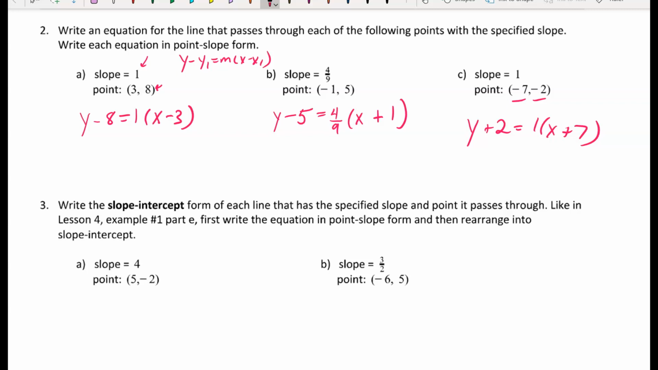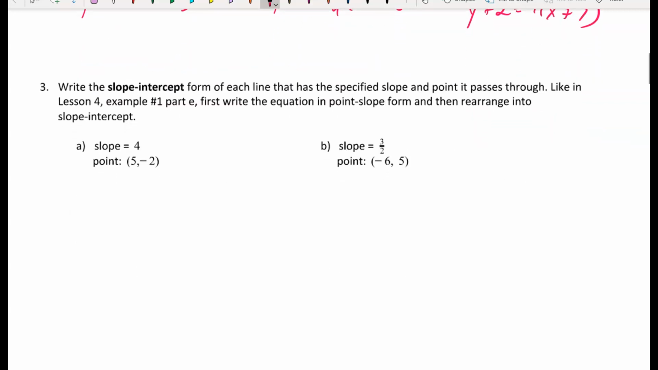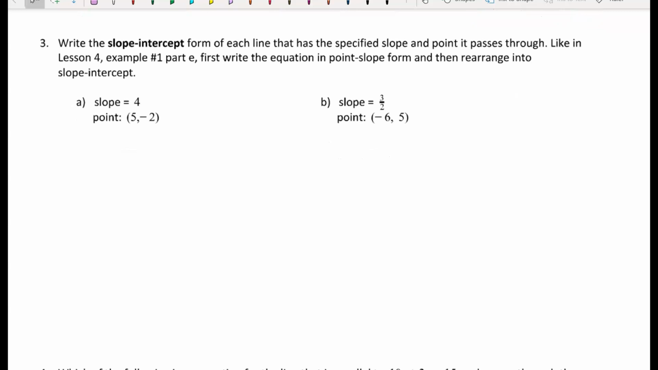For number 3, write the slope-intercept form of each line that has the specified slope and point it passes through. Like in lesson 4, example 1, so this is something we did in class. It's easier to write it in point-slope form and then rearrange it to get into y equals mx plus b. Remember, that's called slope-intercept form because it shows you the slope m and the y-intercept b. So I'm going to start by plugging into point-slope form here.